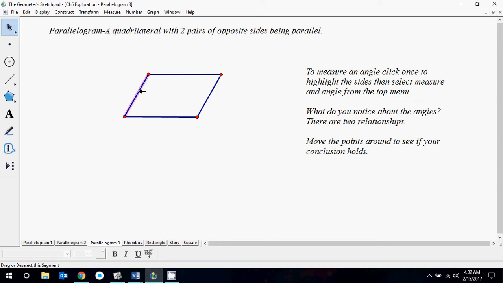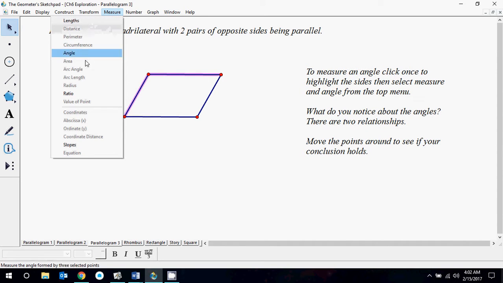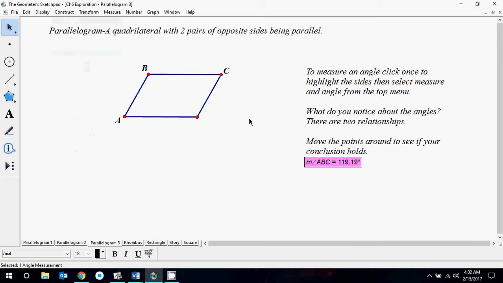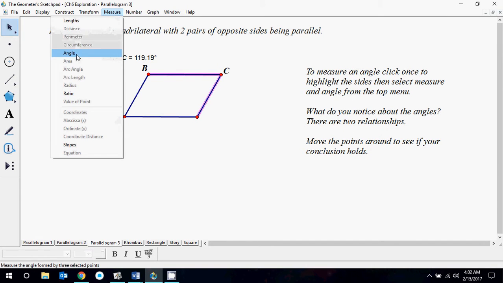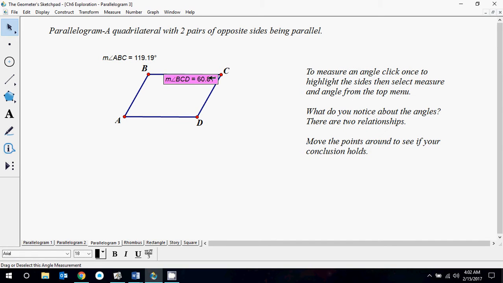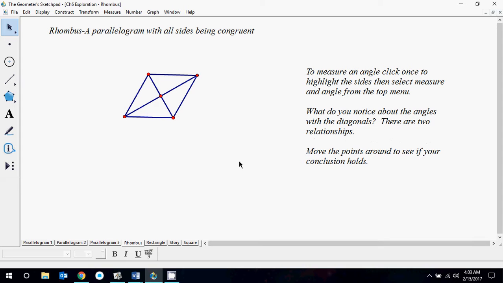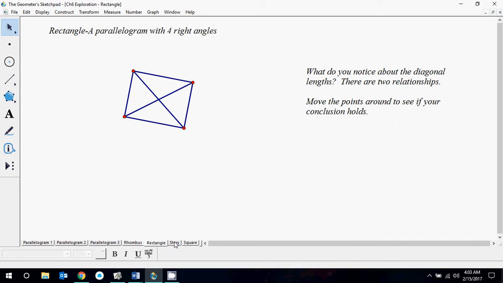To measure an angle, you click the 2 sides that form the angle. So I'm trying to measure this angle right here. Click measure and then angle. It says ABC is 119.19. If I want to measure the angle at C, I select these 2 sides. Same thing. You should notice 2 relationships about the angles. Then you'll keep on going for rhombus, rectangle.